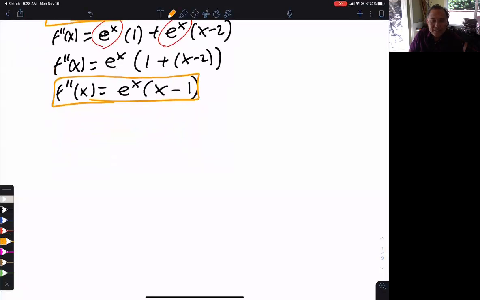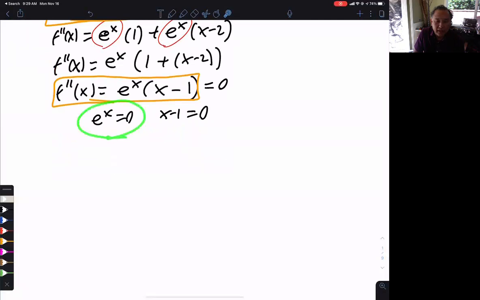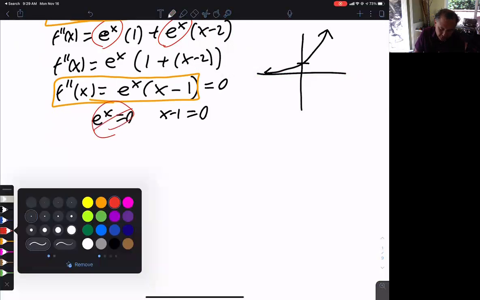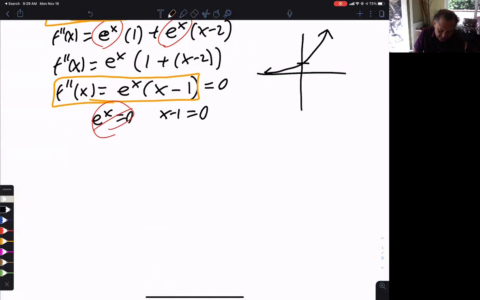Then the question is, when does this equal 0 and when is this undefined? So we set this equal to 0 and we set each factor equal to 0. And the first question, when does e to the x equal 0? You need to know the graph of e to the x looks like this. If you want to know when it equals 0, in other words, when does it cross the x-axis? It never does. When a function crosses the x-axis, that's when it equals 0. But since it never crosses the x-axis, this never equals 0. So that has no solution. And then this.